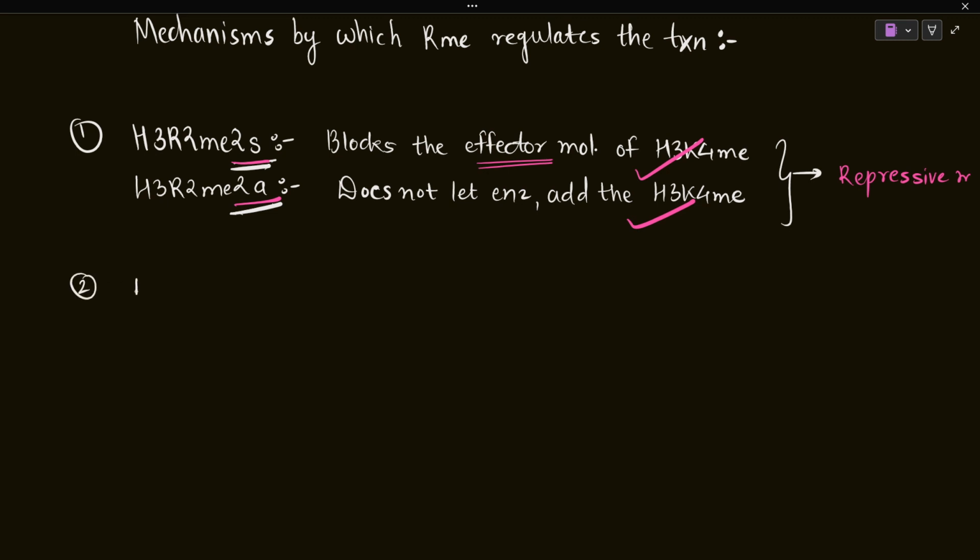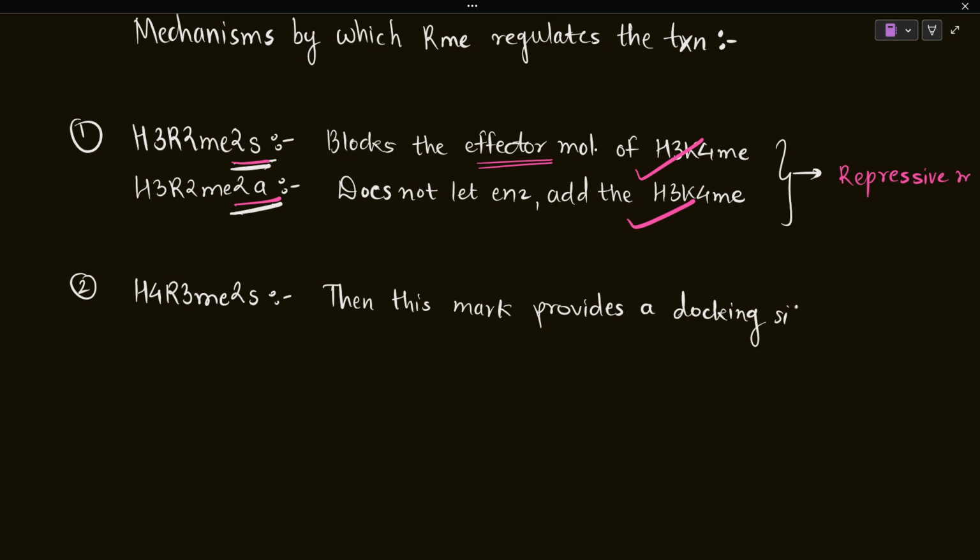The second example is H4R3 dimethylation. If this H4R3 dimethylation is symmetric, then this mark is a hallmark that provides a docking site for DNMT3A. I hope you remember DNMT3A. This is the de novo methyltransferase. So this is the symmetric one, and it is associated with PRMT5.